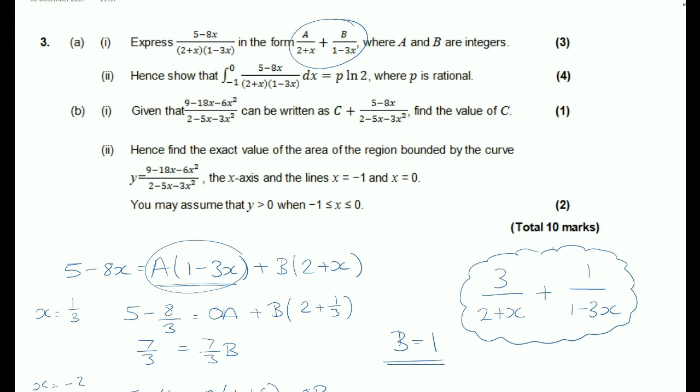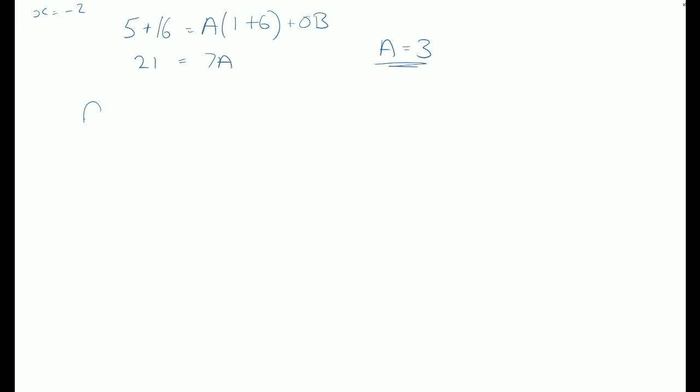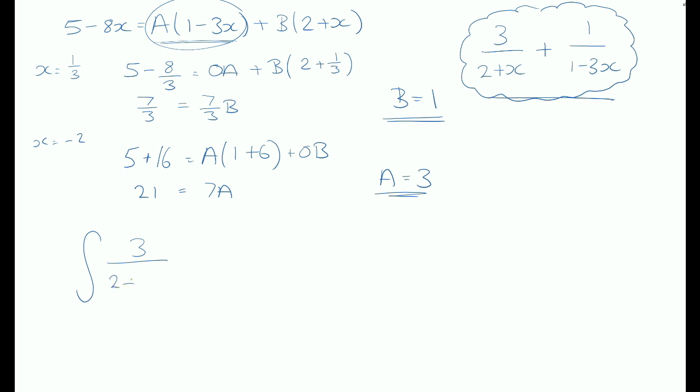Now what we're then asked to do is to integrate what we were given in part A and show that it's a single value of some sort, a rational number p times ln 2. So what we're going to do is take what we've just done and integrate it between 0 and minus 1. So we'll just get ourselves a little bit more room here. So I'm integrating 3 over 2 plus x, plus 1 over 1 minus 3x, and we had 0 and minus 1.